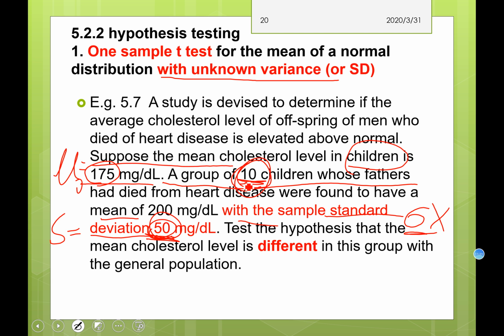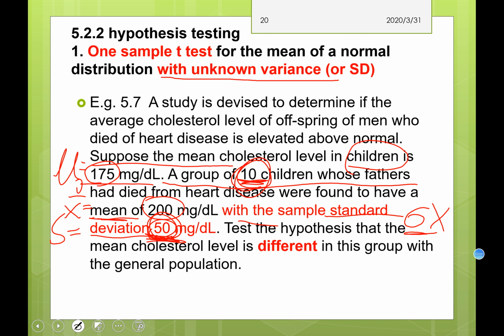And this number, we have mentioned that this is the sample size. This is the 50, that is the S, right? Sample standard deviation. And the last number, 200. This is a mean, right? But we have already known that this is the mean for the sample. So that is the sample mean. So that is the X bar.